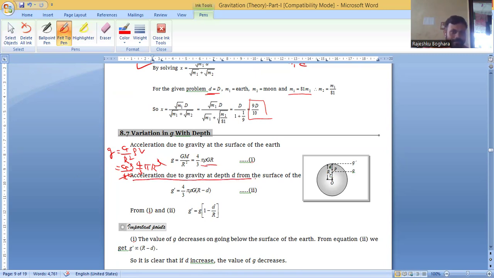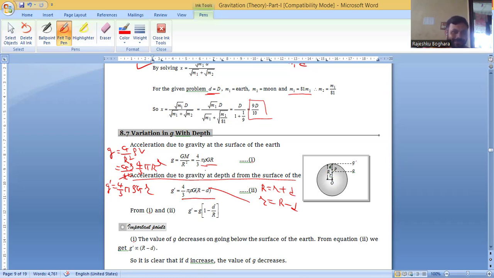Acceleration due to gravity at depth d from the surface of the earth. Depth d, so here we write, this is the small r, the distance from the center of the earth. Here we write g dash is equal to 4 by 3 pi rho G small r. But small r is equal to R minus d. So 4 by 3 pi rho G into R minus d.